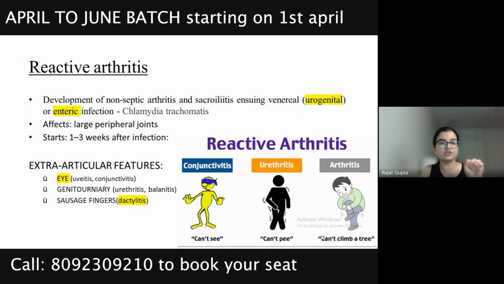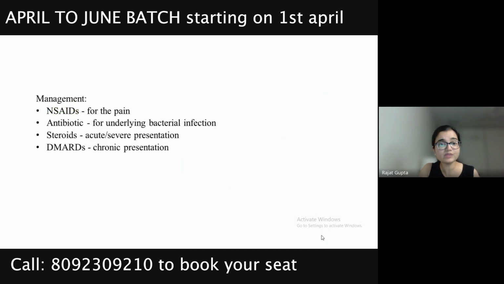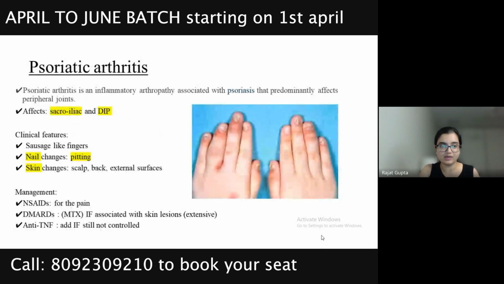Next, we talked about reactive arthritis. Reactive arthritis is: can't see, can't pee, can't climb a tree. Remember that, and you'll be able to diagnose it. Treatment: NSAIDs and DMARDs. Now, psoriatic arthritis is again an inflammatory arthritis, but it affects your nails, your fingers, and your skin. Treatment, again, NSAIDs and DMARDs.